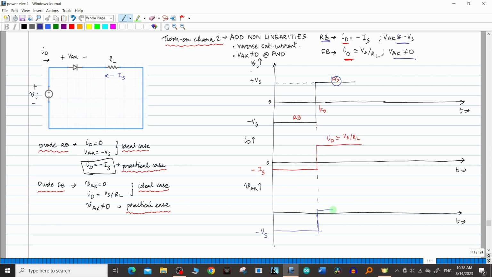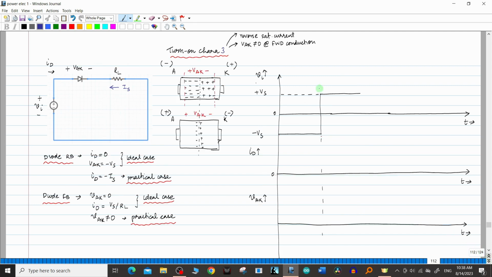Right? It will have a finite value, and we can call that VAK will be equal to V forward voltage. V forward is the VAK in the forward conduction mode of the diode. So we have added these nonlinearities and we have drawn this graph. Now in the third graph, we will be adding some more nonlinearities. Here we have added two nonlinearities, that is reverse saturation current and VAK is not equal to 0 at forward conduction.